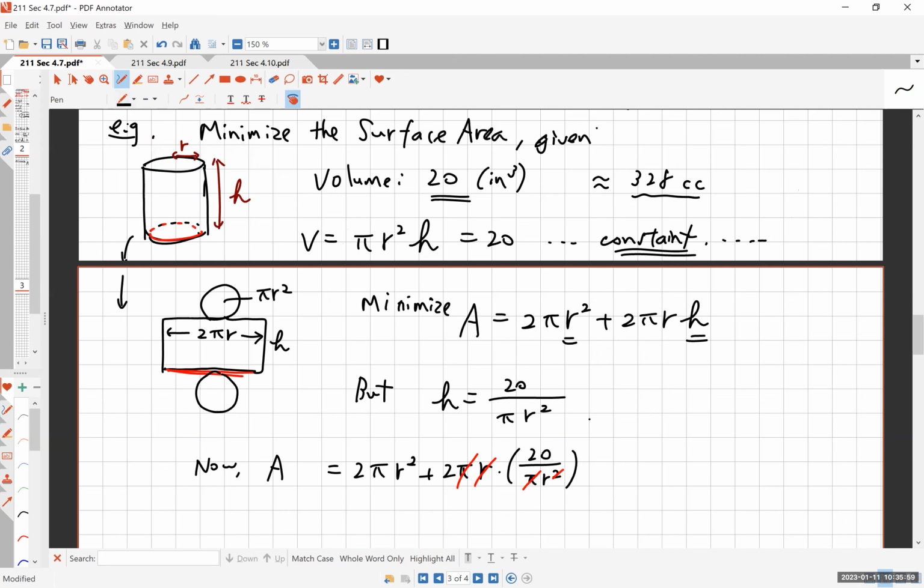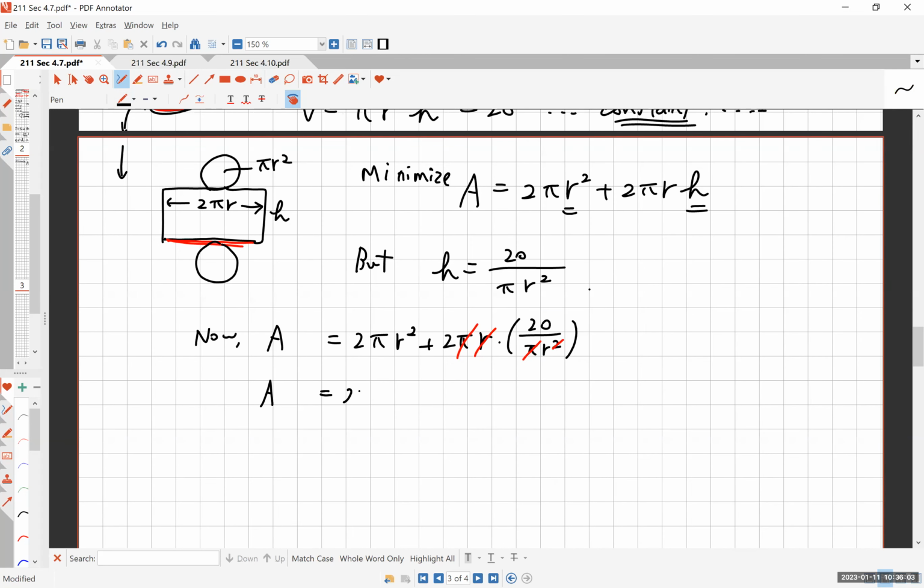Okay, let's rewrite the function to be minimized. A is 2 pi r squared plus, it looks like 2 times 20, 40 divided by r. Remember, you still have that one r left on the bottom. Also, you can write this as 2 pi r squared plus 40 r to the minus 1 if you like. But notice, now this is a function of one variable, namely r. Okay, so we can take the derivative.